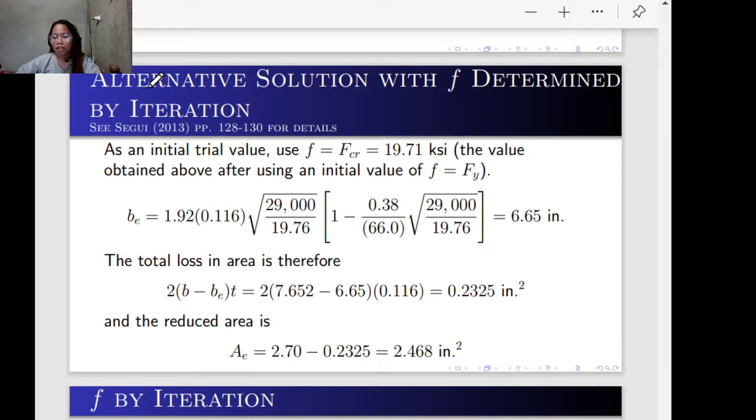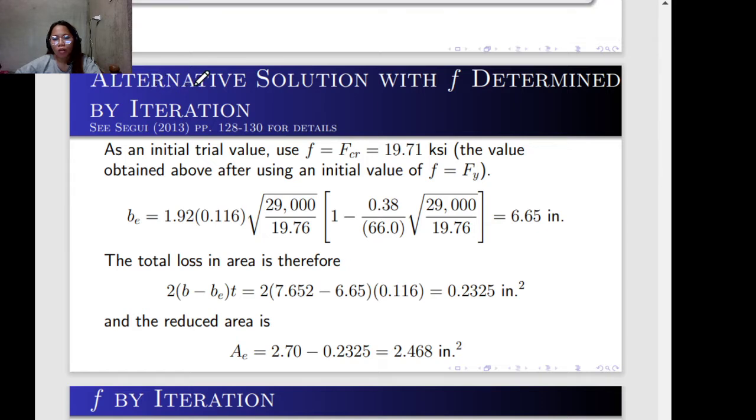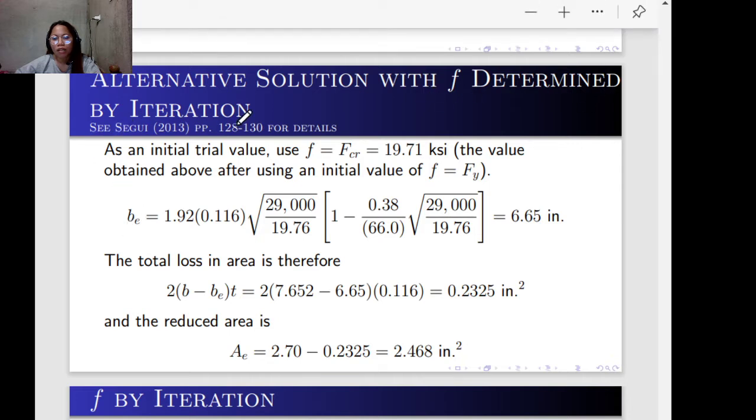So let's continue from the lecture note. We will solve the alternative solution with f determined by iteration. For the detailed calculation of this alternative solution, refer to SIGO 2013, pages 128 to 130.